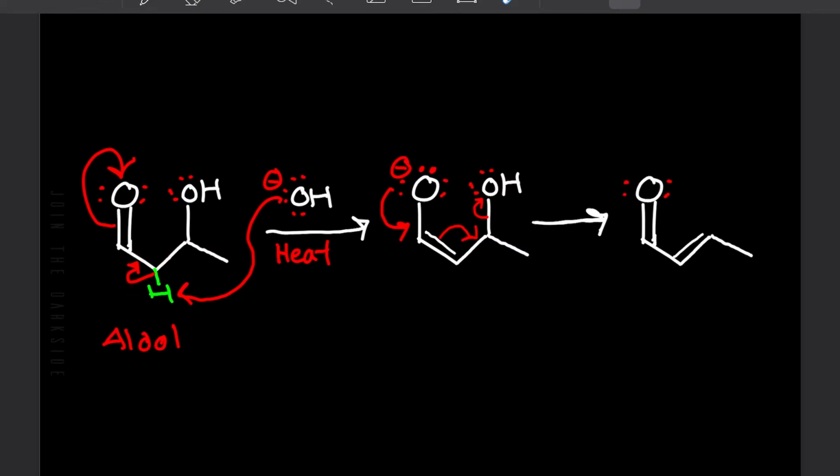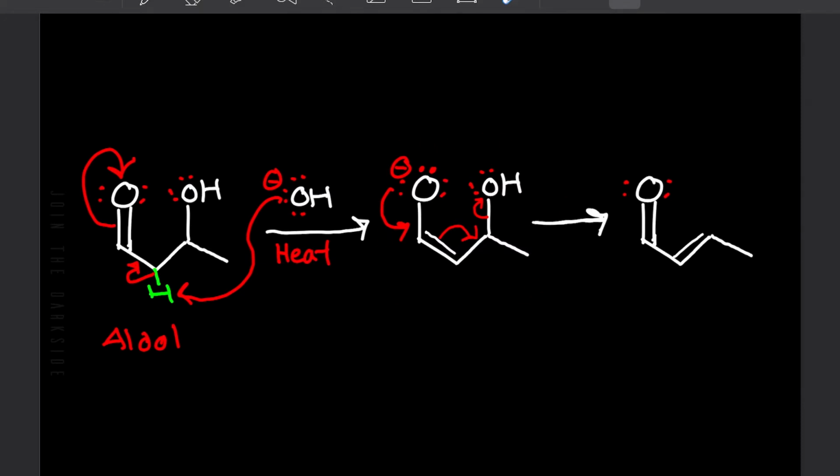So in order for this to happen, we're going to have to be in a basic solution with heat. So we're going to be using hydroxide as our base again. So the hydroxide is going to attack the hydrogen again, forming another water molecule. And then the electrons from this carbon-hydrogen bond are going to move right over here between the carbon present in the alpha carbon and then the carbon connected to the oxygen. And this is going to result in a double bond. And then the electrons from the double bond between carbon and oxygen are going to move to this oxygen right over here. So this is going to be our intermediate product.